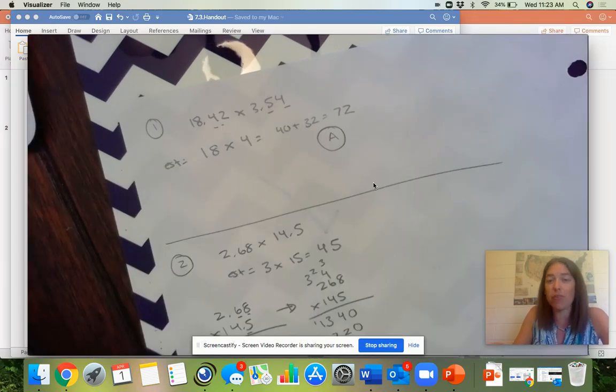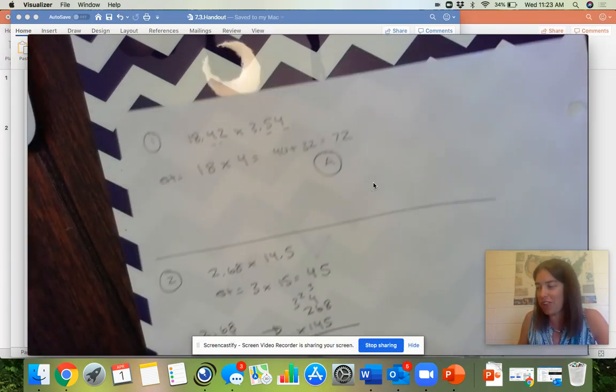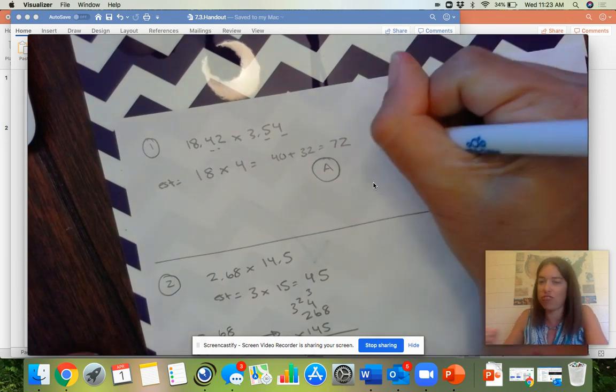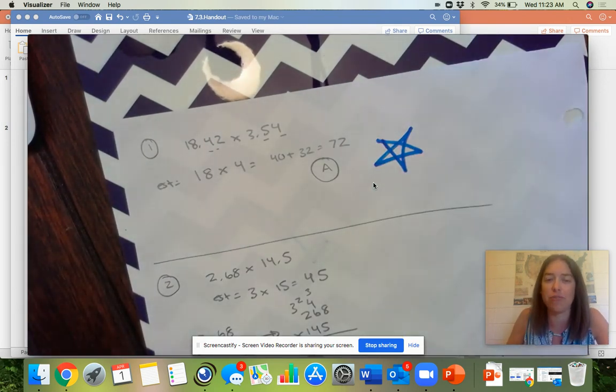Nice work. So if you got A, especially if you got A without having to do all of that multiplying, go ahead and give yourself a star. Nice work. Let's take a look at number 2.